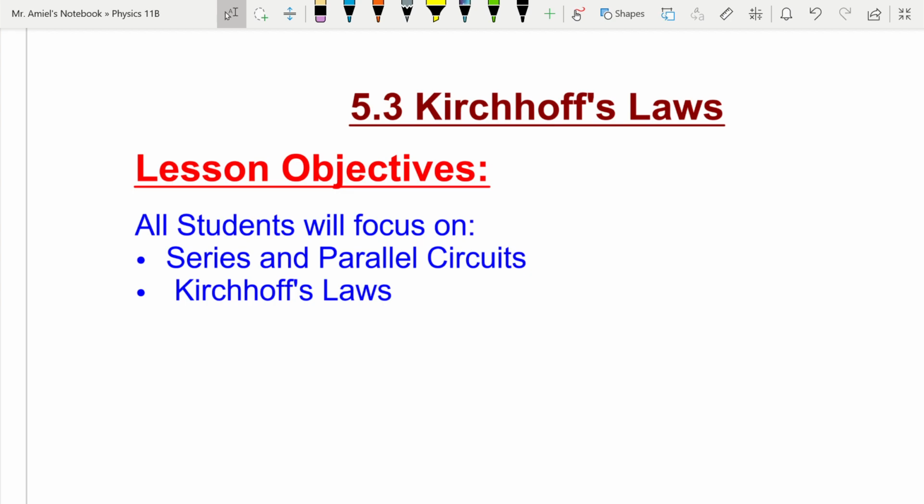Hello physicists, we are going to start lesson 5.3, which is on Kirchhoff's laws. Our lesson objectives are going to be focusing on series and parallel circuits and looking at how Kirchhoff's laws apply to series and parallel circuits.